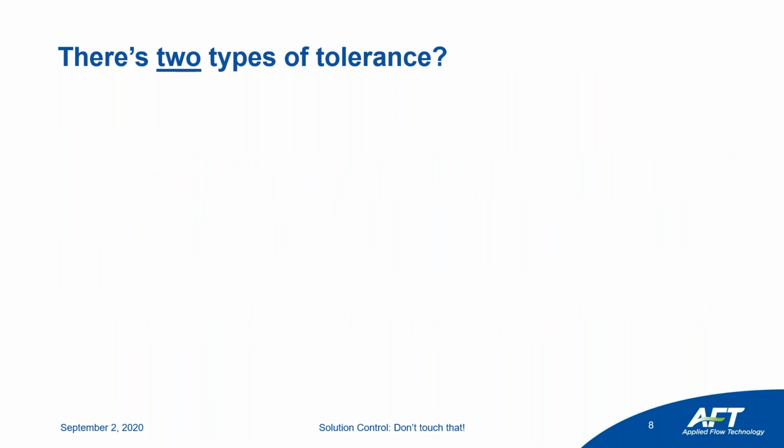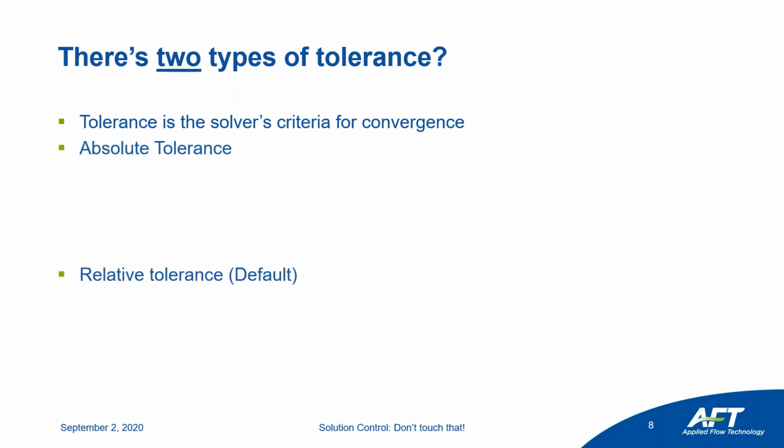So when we were looking at tolerance, you might have noticed that there's two different types of tolerance. So again, tolerance is the solver's criteria for convergence. Only when our variables are changing minimally between each iteration can we consider that variable converged. There's two ways that we can check that change in variable, and that's those two different types of tolerance. So we have an absolute tolerance and we have a relative tolerance.